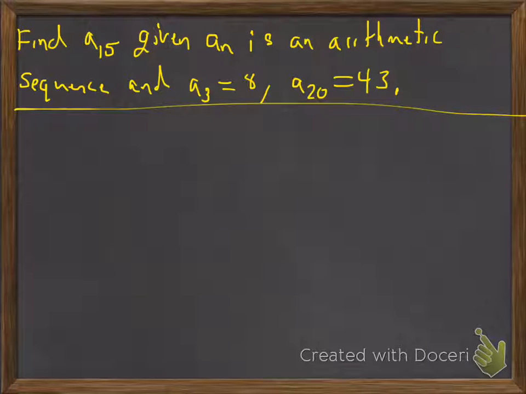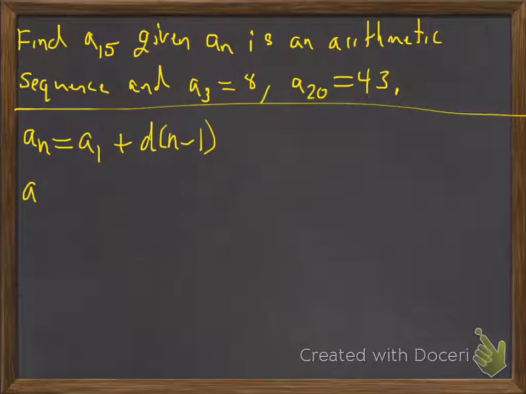Okay, this is another example we did in class, an application of the nth term form of an arithmetic sequence. Let's suppose we're asked to find the 15th term of a sequence, and we're given the third term and the 20th term. So we're going to write down the nth term formula: a_n is equal to the first term plus the common difference times n minus 1.